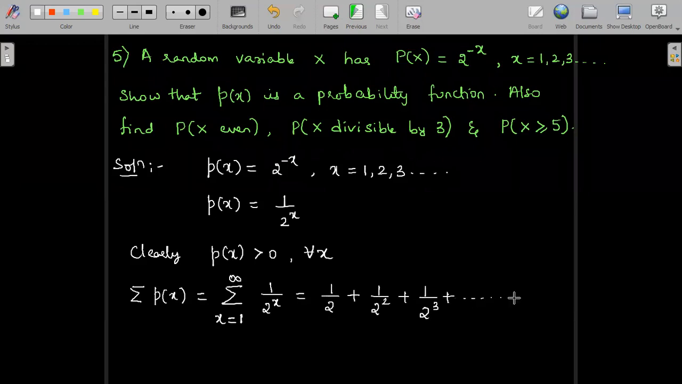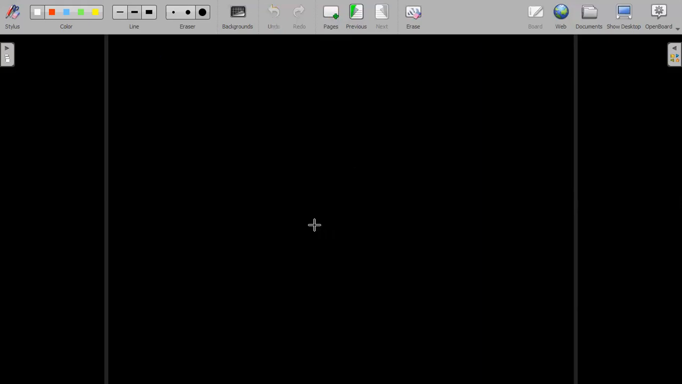This is in the form of a geometric series, summed up to infinite terms: A plus AR plus AR square, etc. The sum up to infinite terms in the geometric series is given by A divided by 1 minus R, where R is a positive value, which is equal to 1 by 2. So let us recall the geometric series and sum it up to show that the summation of P of x is equal to 1. I'm just performing that on the next page.